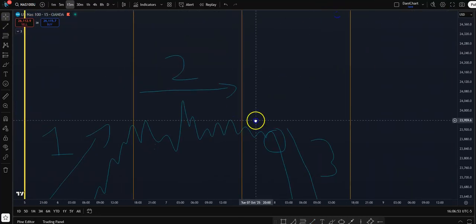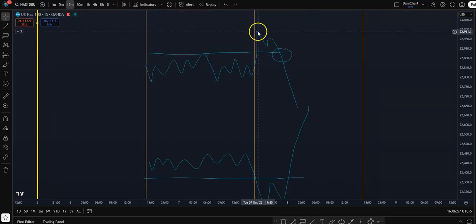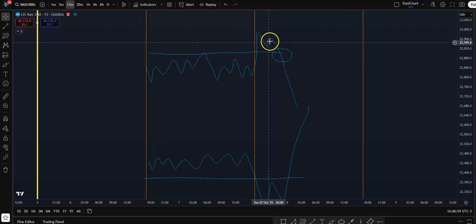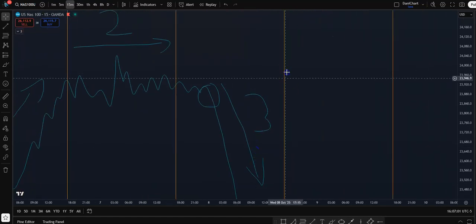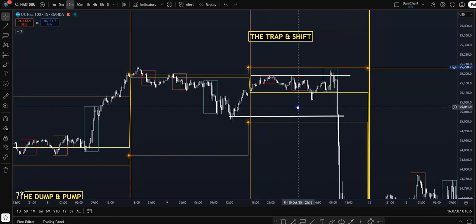Remember what I told you guys down here. Our trap and shift is going to be a coil sideways. They'll trap the longs up high, and then they'll bring it down aggressively. I told you guys this is a very aggressive setup. It will move very fast, okay?